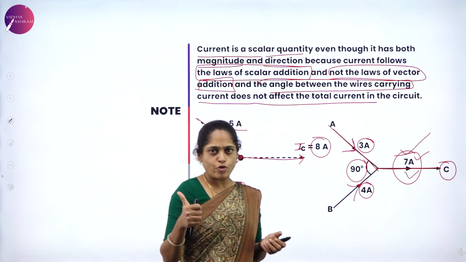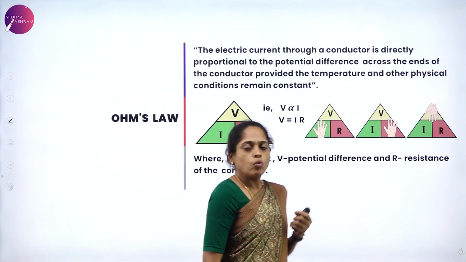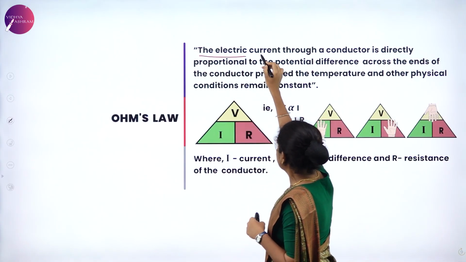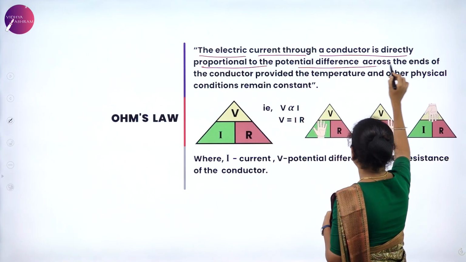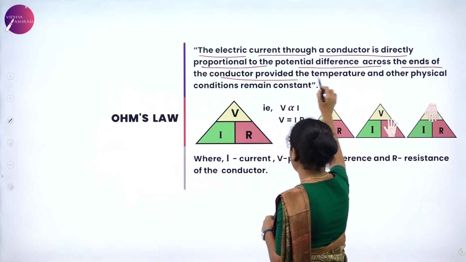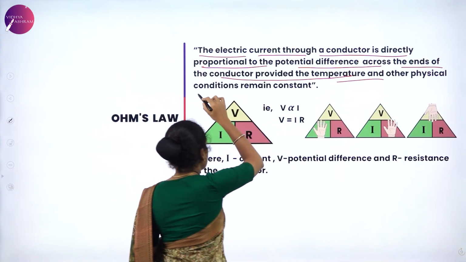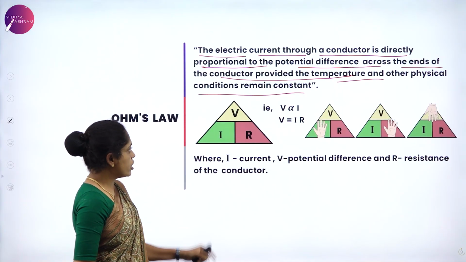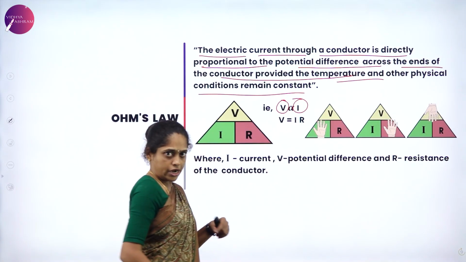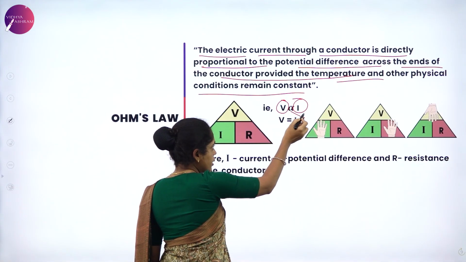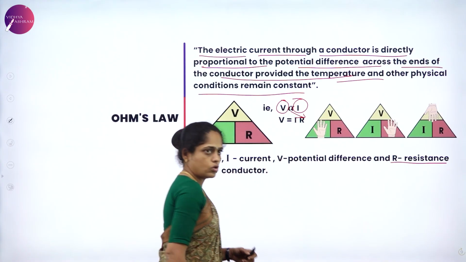These two quantities, that is potential difference and the current, lead to a very important law, that is Ohm's law. What is the statement of Ohm's law? The electric current through a conductor is directly proportional to the potential difference across the ends of the conductor, provided the temperature and other physical conditions remain constant. So according to Ohm's law, potential difference is directly proportional to current, and the proportionality constant is R, where R is known as resistance.